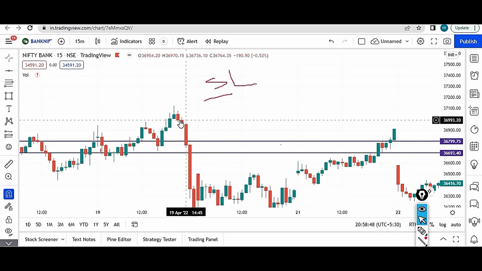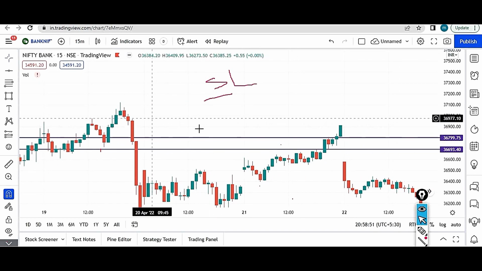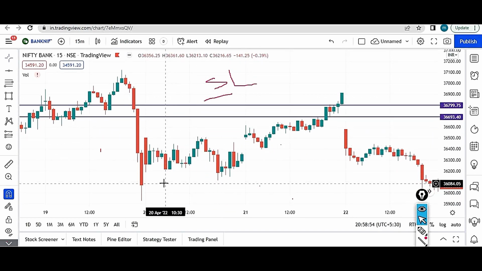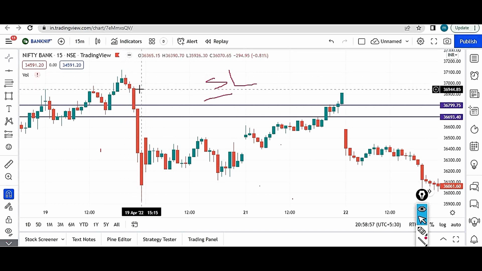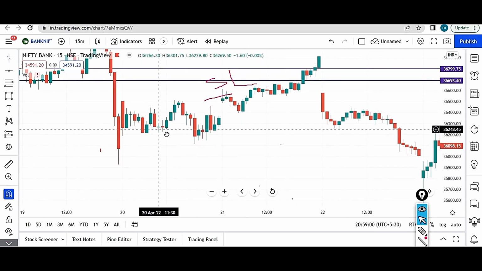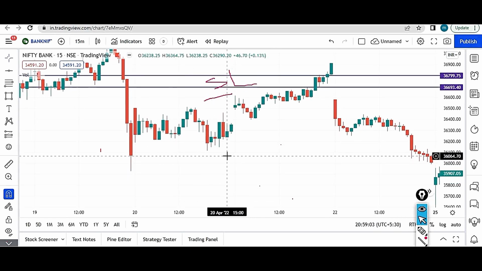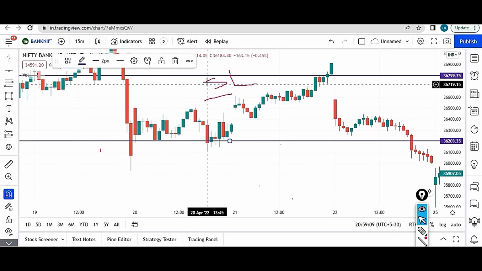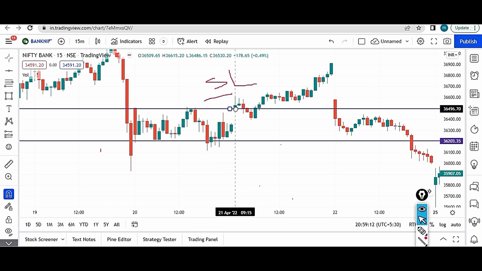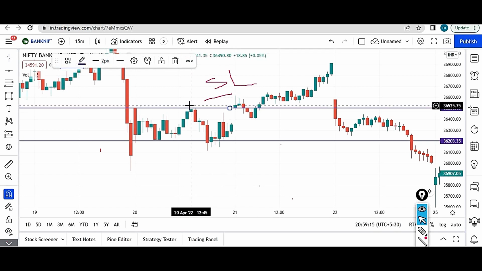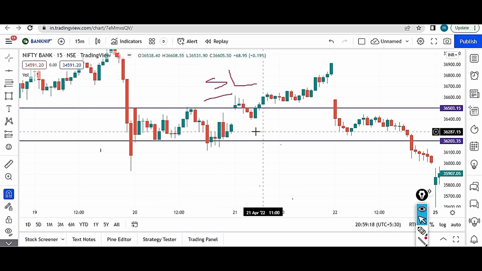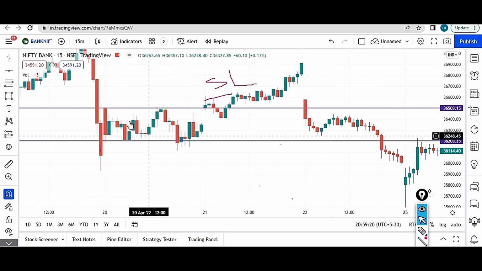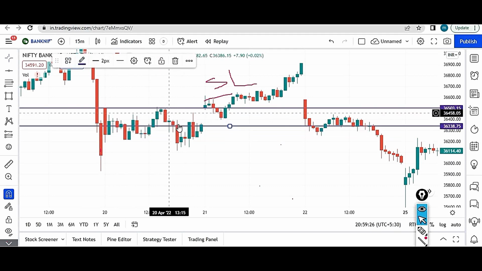No opportunities were made here. Very good fall, but no opportunities were made. Here it gave an opportunity, an inside bar. Okay, if you take the entry on this wick, it may take your SL. Okay, it won't, but you have to exit once you see another inside bar on the upside. If you took the entry here, it gave small profit.